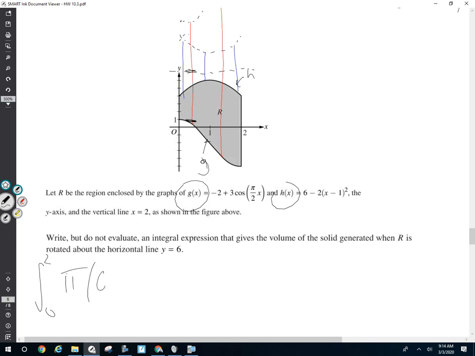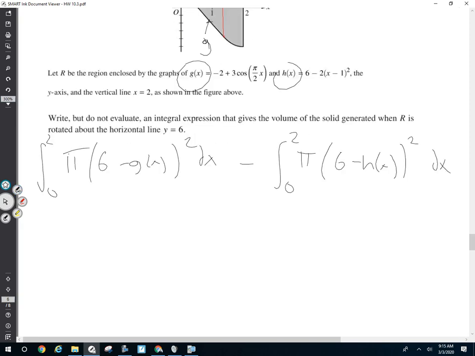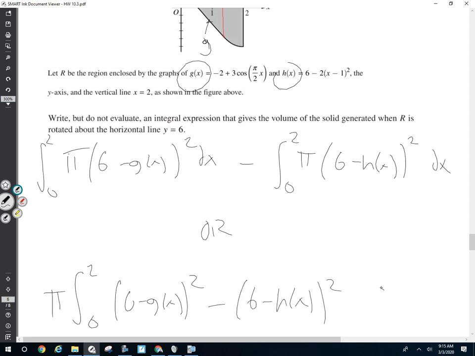Don't write the equation out. Whew, that's nice. Subtract, my blue R's are 6 minus h. This is good. From 0 to 2, pi is factored out. Outside radius squared minus inside radius squared. There is an integral expression.